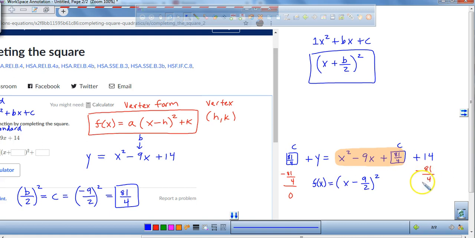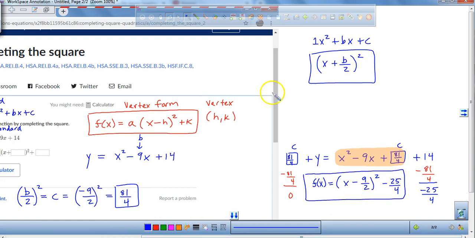And then all I'm going to do is figure out what 14 minus 81 over 4 is. So we're going to do 14 minus 81 over 4, and that gives us negative 6.25. We're going to put negative 25 over 4. So we'll put minus 25 over 4. We're just going to keep it as a nice improper fraction.